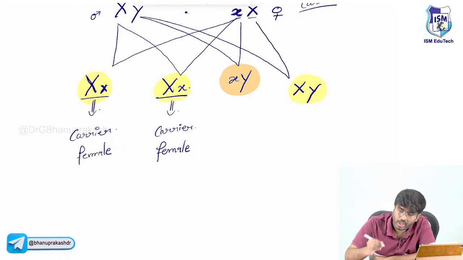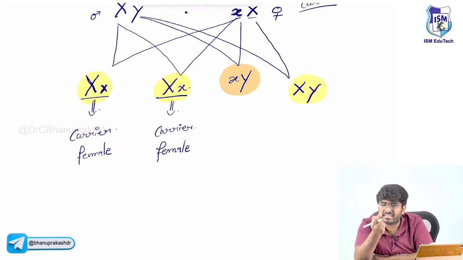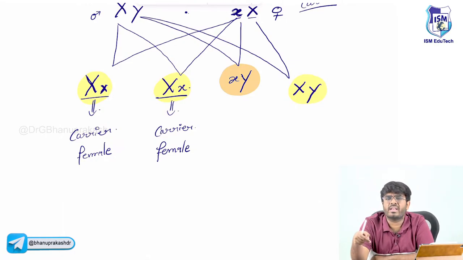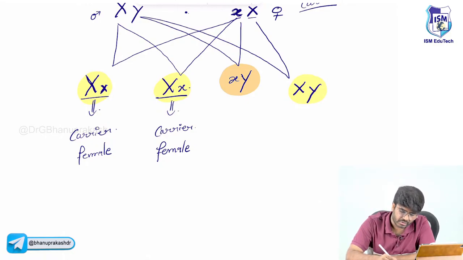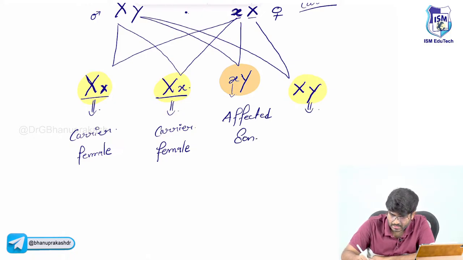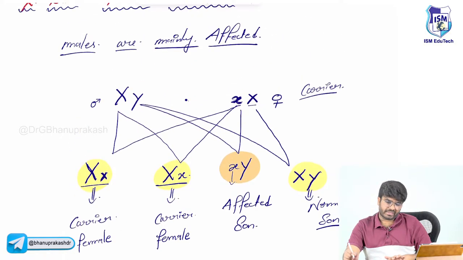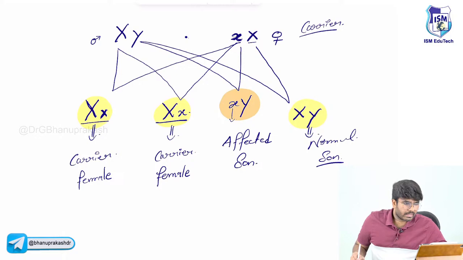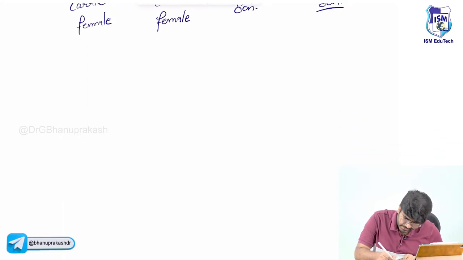This guy has a small x. He has only one x, while females have two x's. But the male has one x, and that too is a small x. So in this state it will express. Actually, I shouldn't say heterozygous here, since there is only one x. So the small x is going to show the disease. So this is the affected son, and this is the normal son. So males are going to be affected in X-linked recessive disorders. Done. Now exceptions. Let me write the exceptions here.